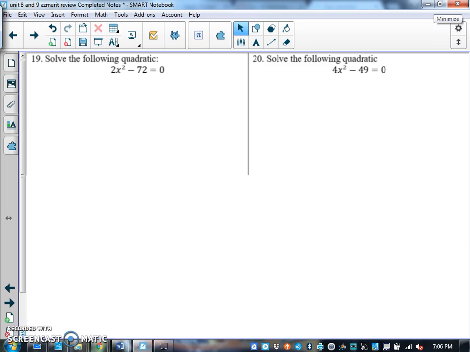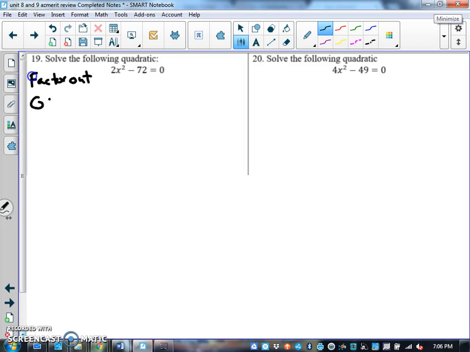All right, in this problem, I'm asked to solve the following quadratic: 2x squared minus 72 is equal to 0. I could use factoring as a process here. So the first thing I'm going to do is factor out a GCF. Now you might be wondering, how do I know there's a GCF? Well, 2 and 72 are both even numbers, so I know my GCF would be 2.